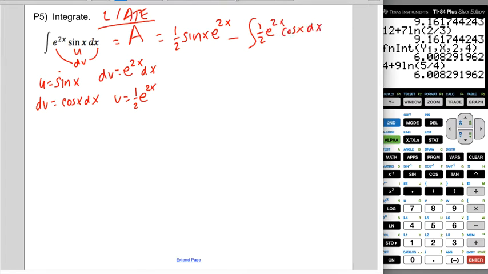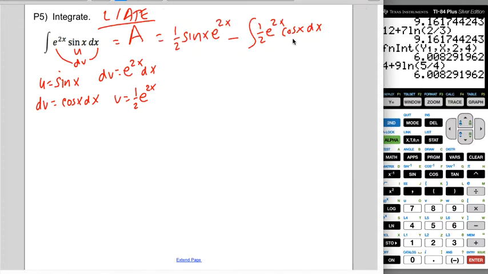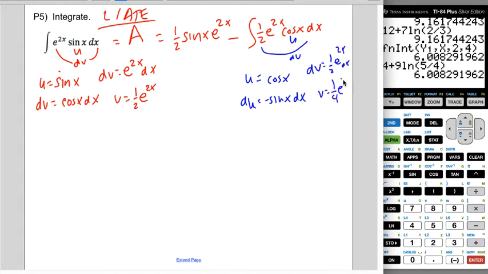And that's going to be parts again. Where this is my u, and these guys together are my dv. So my u is going to be cosine of x, which means my du is going to be negative sine of x dx. And my dv is going to be this 1/2 e to the 2x dx, which means my v is 1/4 e to the 2x. All right, so now we're going to do that again.